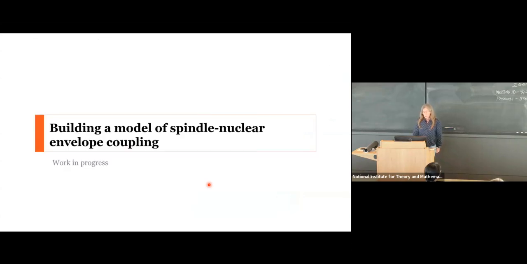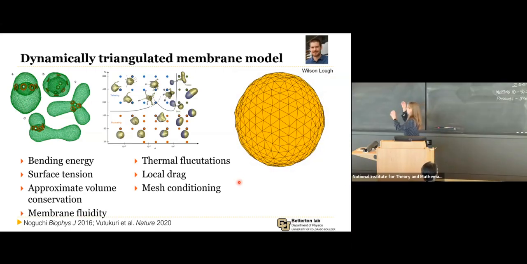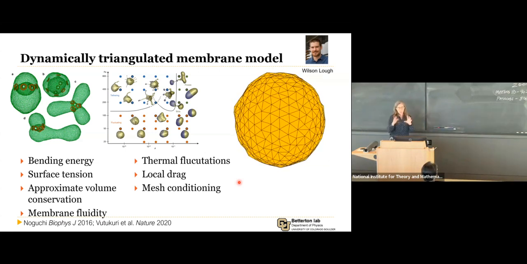Okay, so this is all warm-up, estimate-type modeling. I want to show you a little bit of our data on building a better model of spindle-nuclear envelope coupling. This is very much work in progress, so I'll show you some initial results. Will Lowe, a postdoc in the lab, has been implementing some approaches used in other work for a dynamically triangulated membrane model. Let me show you the video of something starting from a sphere and evolving, with not much happening.